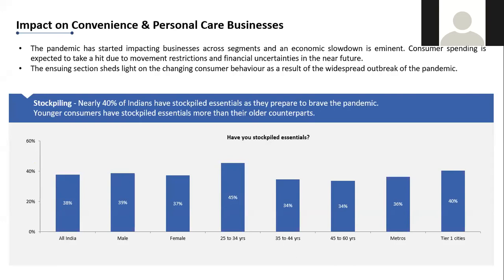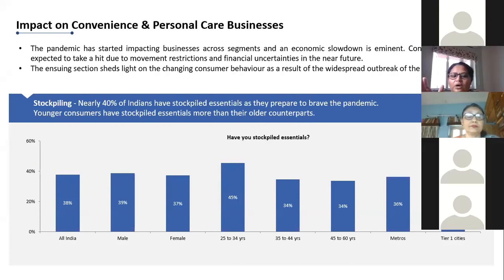So what we saw is that it started impacting across categories, and people were stockpiling. Almost 40% of Indians had stockpiled essentials, because no one knew how long this lockdown was going to continue, and people were piling on essentials, on groceries, on sanitizers, on disinfectants.